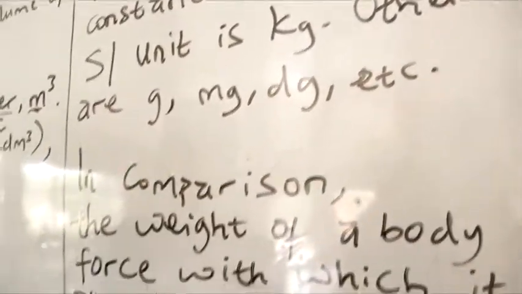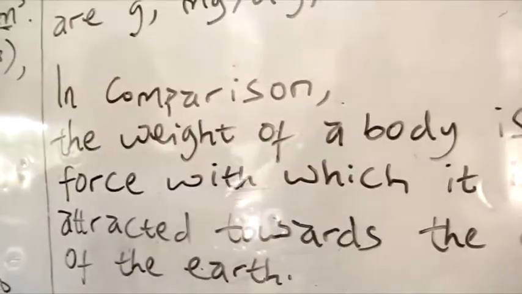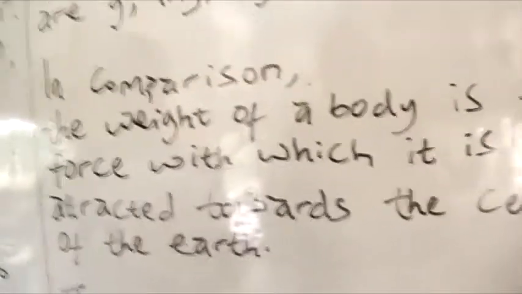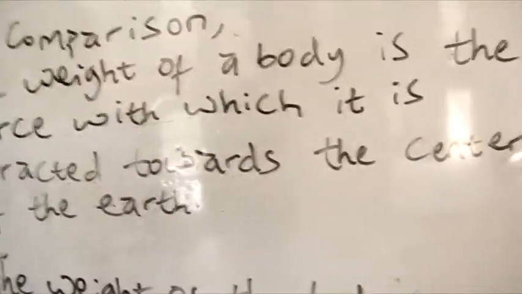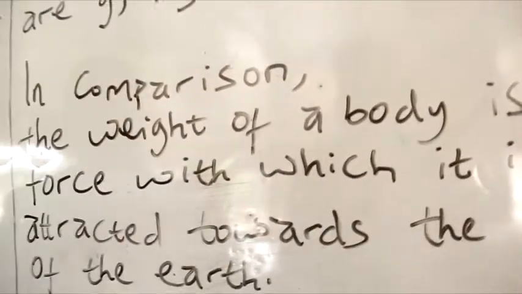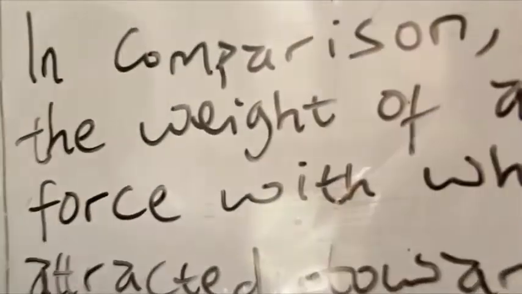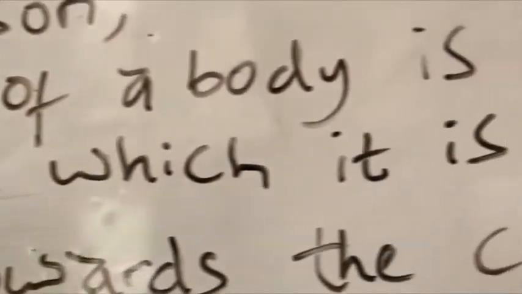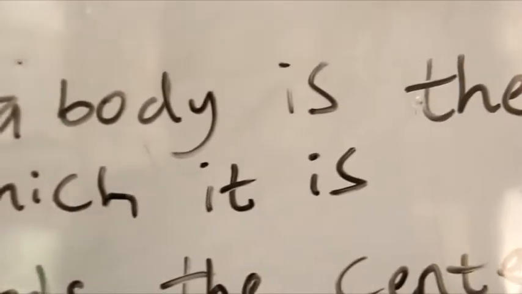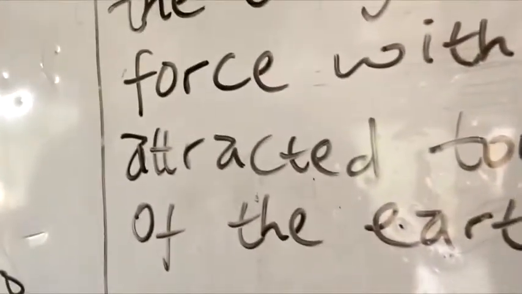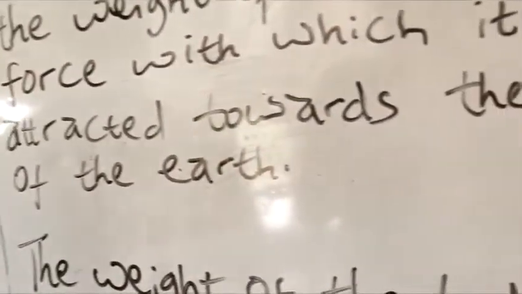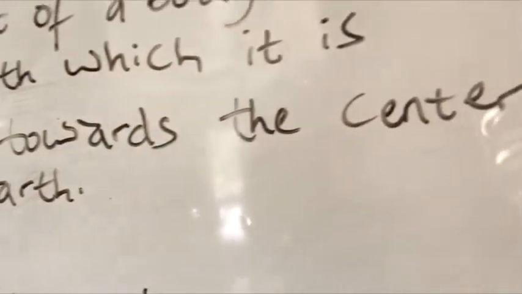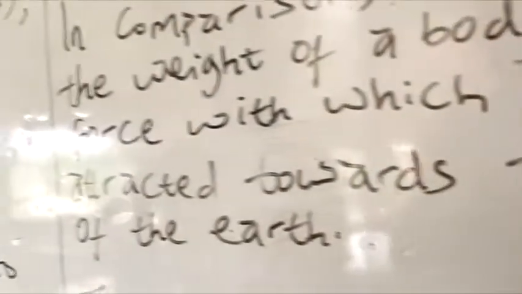In comparison, the weight of a body is the force with which it is attracted towards the center of the earth. So the weight of a body is a measure of gravitational pull on the body. The weight of the body can change over the surface of the earth. So this is like a major difference between the mass and the weight. Weight of the body can change depending on where you find yourself, on top of a mountain or on a plain surface. The weight of a particular person will change. So the SI unit is Newton.